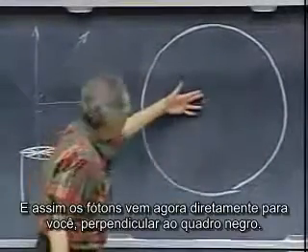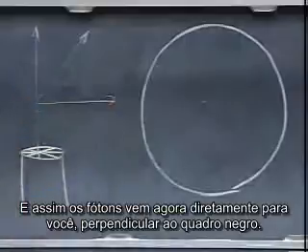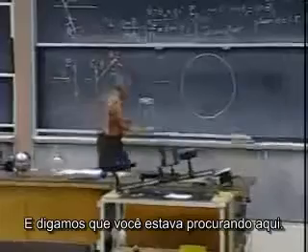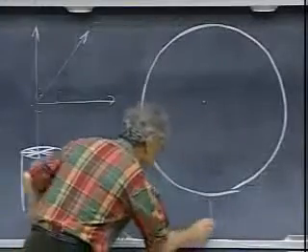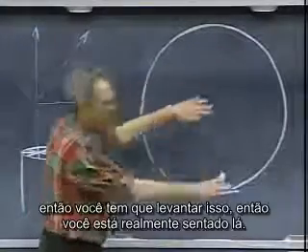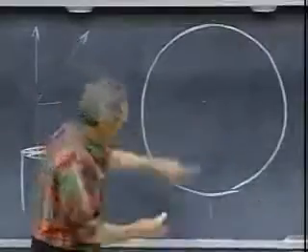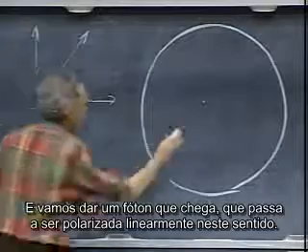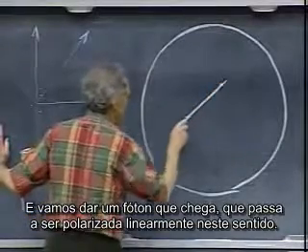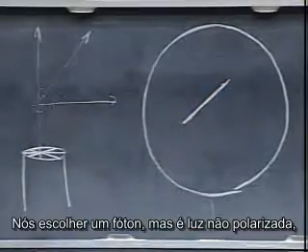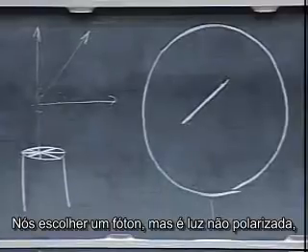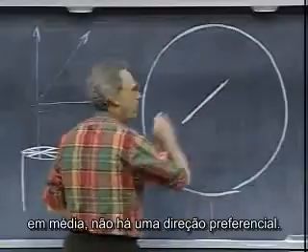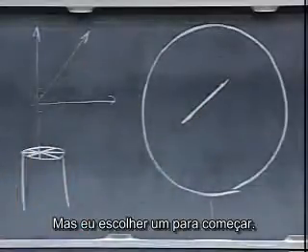And so the photons come now straight to you, perpendicular to the blackboard. That's the picture that I have now in mind. And let's say you are looking here. So you are sitting there. So you have to lift this up. So you're really sitting there. So this is where you are. And let's take one photon that comes in, which happens to be linearly polarized in this direction. We pick one photon, but it's unpolarized light because we're going to add so many photons that on average there is no preferred direction. But I pick one to start with.